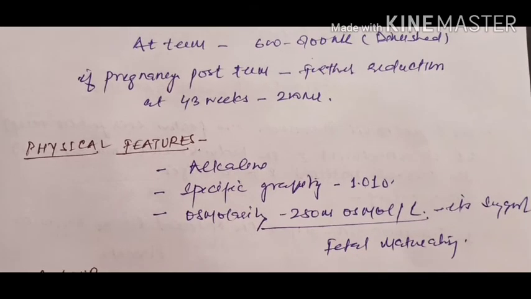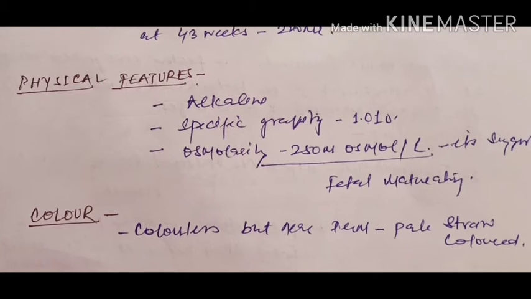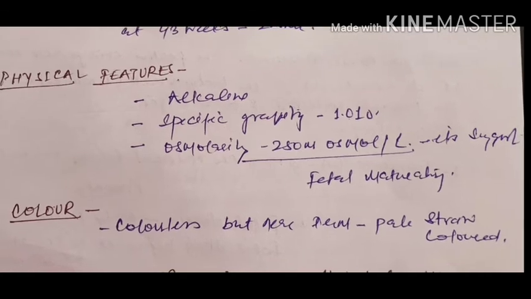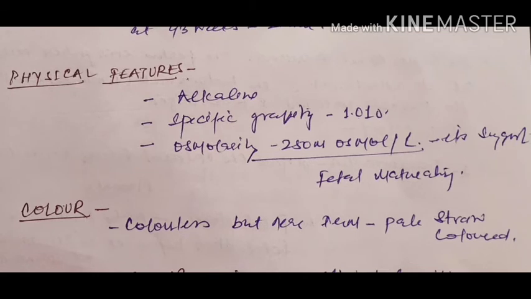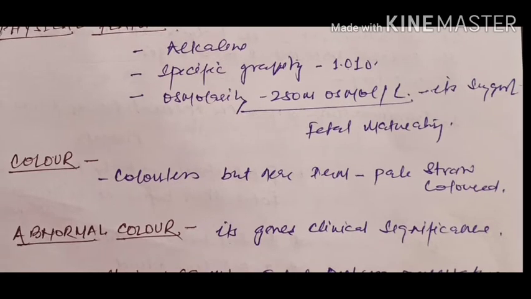And now the physical features. What are the physical features? It is alkaline in nature and the specific gravity is 1.010. Osmolarity is 250 mOsm per liter. This is very significant for fetal maturity. If the osmolarity is 250 mOsm per liter, it means the fetus is mature. Next is the color. It is colorless, but near term it is pale straw colored.